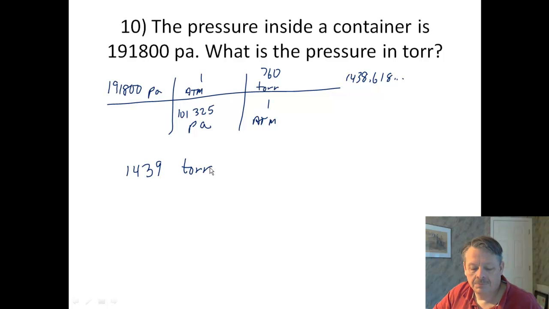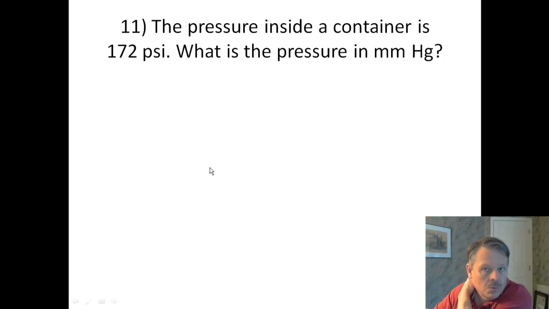All right, next one. The pressure inside a container is 172 psi. 172 psi, that's a lot. That's like 10 times normal. So what's the pressure in millimeters of mercury? It's going to be a big number. Instead of being 700, it'll be 7,000 to 8,000 maybe, somewhere up in that range. All right, so let's see what happens.